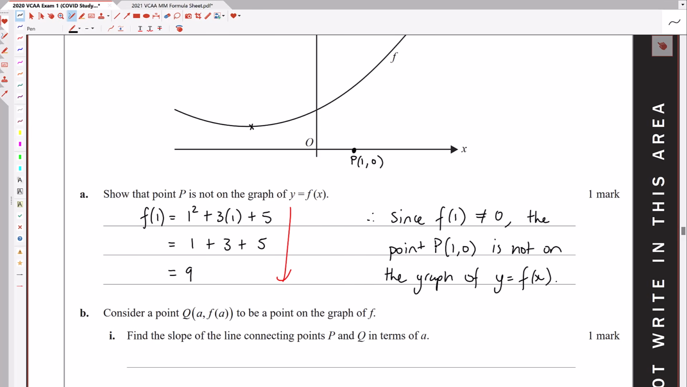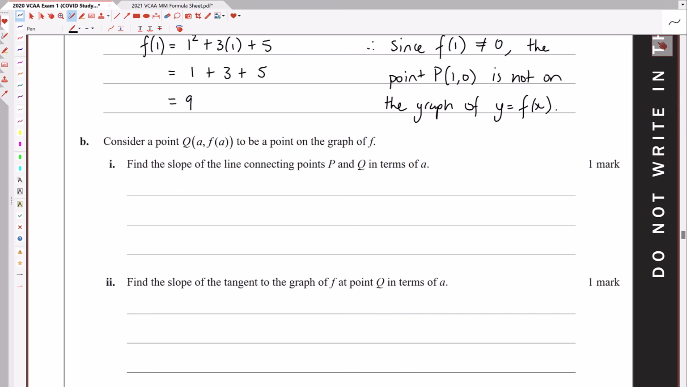So I've shown that f of 1 is equal to 9, and then I've made the observation that because f of 1 doesn't equal 0, the point P, which is (1, 0), is not on the graph of y equals f of x. So those 2 things are going to be needed to earn that 1 mark. A calculation to support the statement, and a statement to interpret what the calculation's doing.